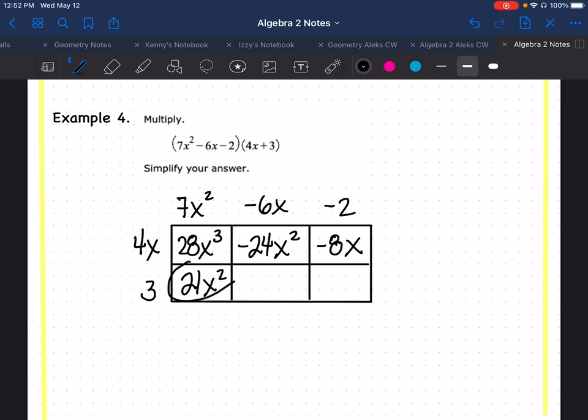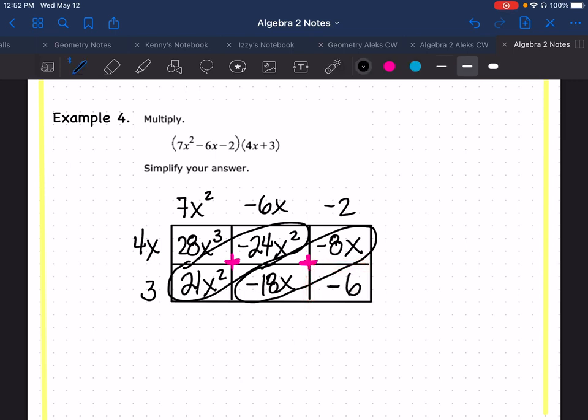Notice right here are my 2 like terms, and the box says add them together. For my next one, I have negative 6x times 3. Negative 6 times 3 is negative 18x. And these two right here are going to be like terms, and the box is once again saying add these two together. Not all 4 of them, just the 2 that I've circled. And for my final box, I've got negative 2 times positive 3, which is negative 6.